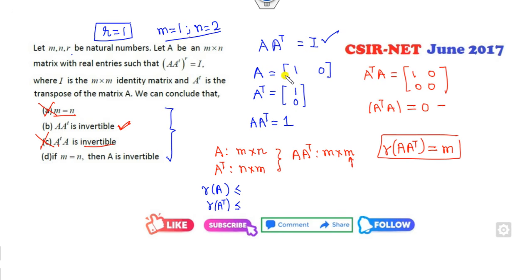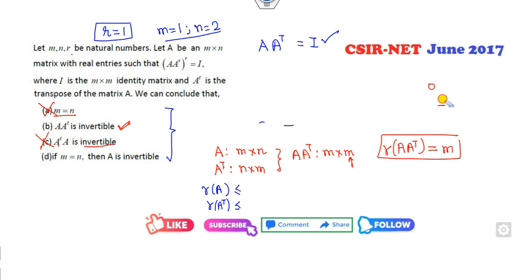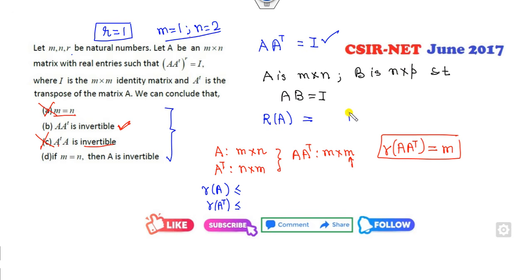No. It is given to you that A into A transpose is the identity. Now if you remember the very beautiful result I gave you in my rank lecture: if A is m cross n and B is n cross p such that AB is equal to identity, then you can find the rank of A and the rank of B directly. The rank of A is the number of rows of A.